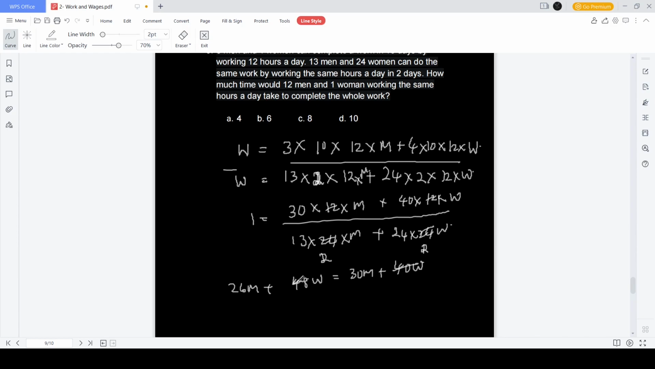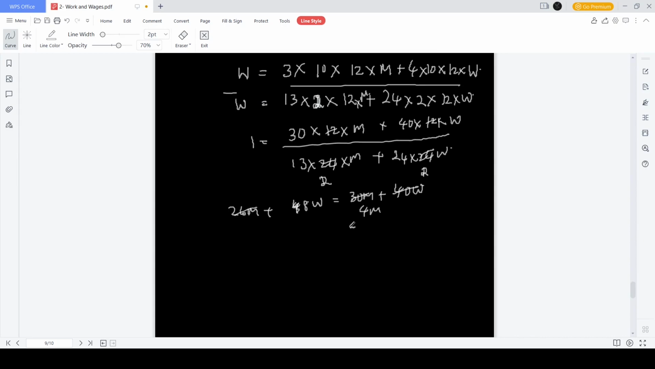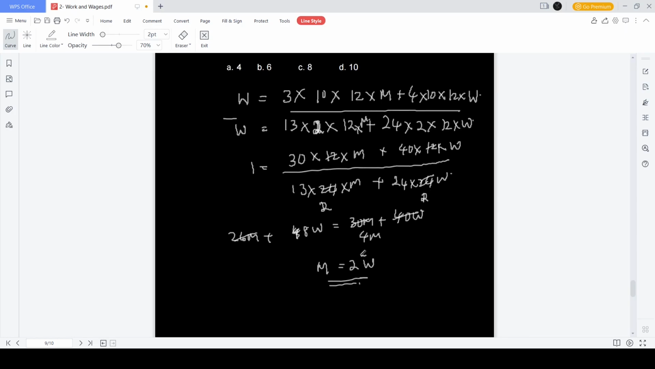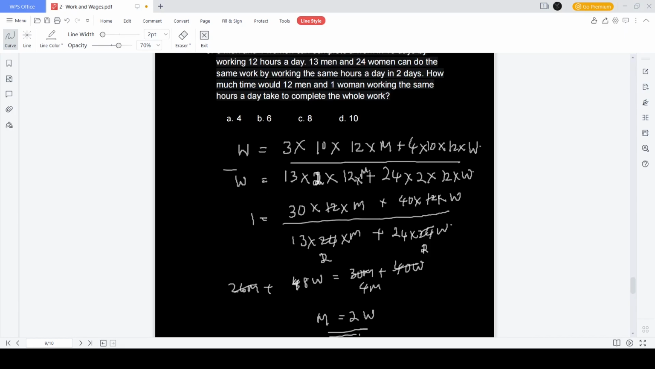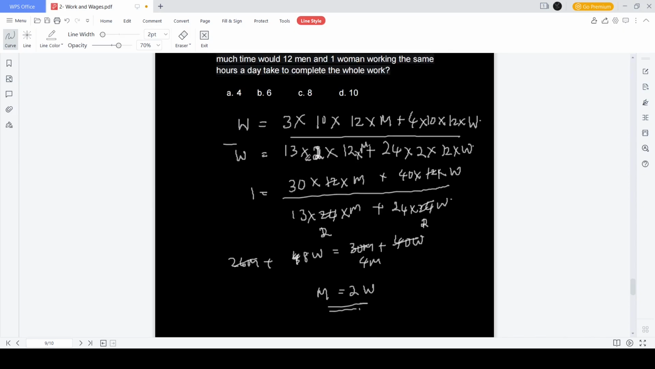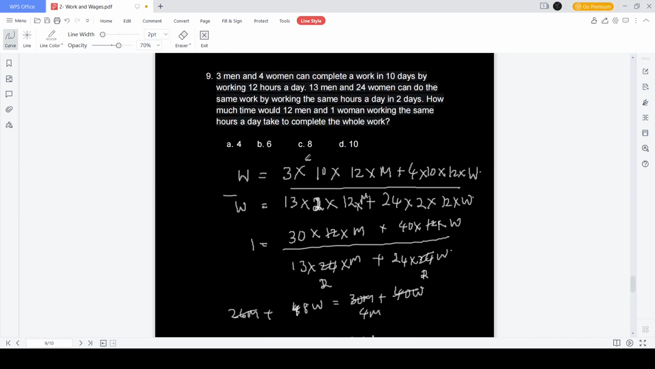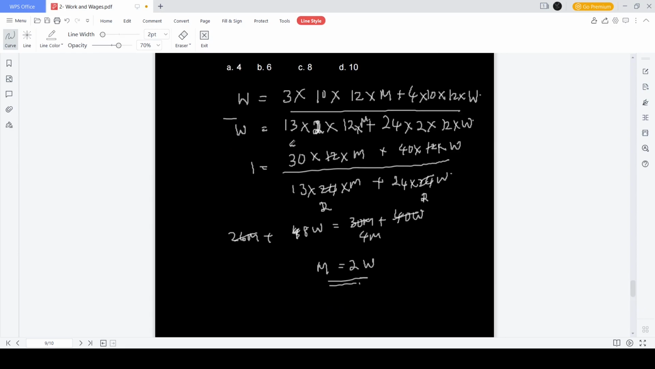So this and this will cancel. 8 women remains this side and 4 men remain this side. So basically the efficiency of 1 man is equal to the efficiency of 2 women. Okay. Once we have this information, we'll plug it into the first equation, or else we can simply write down the last one as how many days would it require for 12 men and 1 woman to work, right?